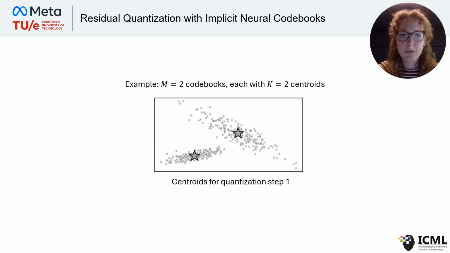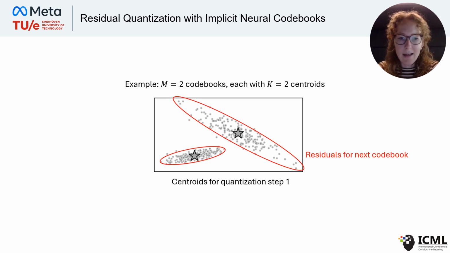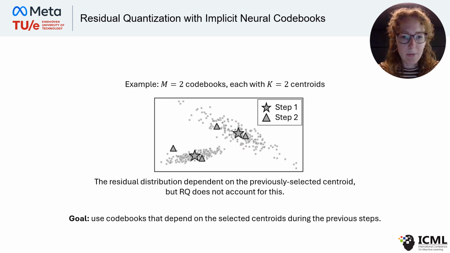Let's show it in an illustrative toy example. Here we made a bimodal data distribution and we trained a conventional residual quantizer. The centroids of the first codebook end up at the start positions here, and that leaves us with these residuals to be quantized in the next step. The centroids for the next codebook then ended up here. So we have two centroids in that codebook, but we plotted them around the centroids of the previous quantization step, and you see that that's suboptimal, especially in the left bottom corner of the figure.